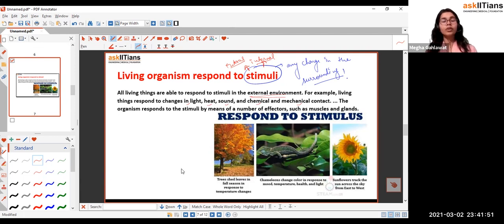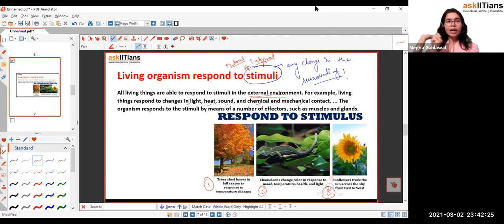For example, all the trees respond to the winters and the fall season by shedding their leaves. That is the first example right here. Or a chameleon can change color according to its mood or according to the surrounding. And then we have sunflowers facing the sun all the time. Or I'll give you an easy example. You can do this with me right now, sitting here. For example, I have my hand right here. So if I pinch my hand, ouch. If I pinch my hand, it is an external stimulus and it is causing pain.